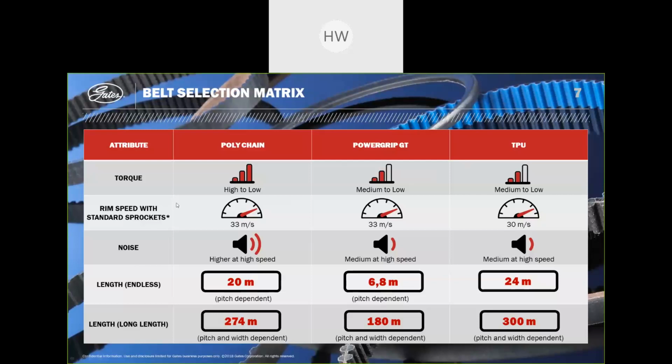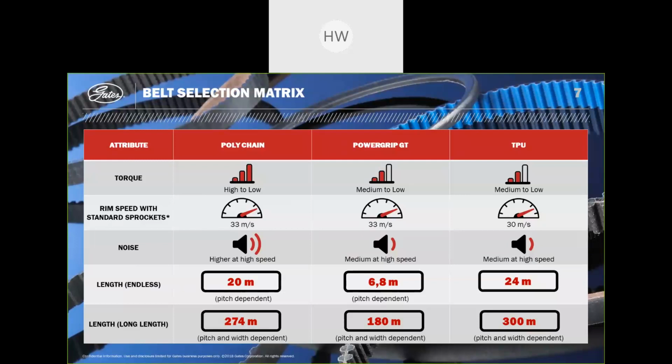The speed with standard sprockets is pretty similar, 30 to 33 meters per second. That's across all three products. On noise level, we know that Polychain, because of the hardness of the teeth, gets pretty loud at higher speeds, and Power Grip GT and TPU would be less noisy.